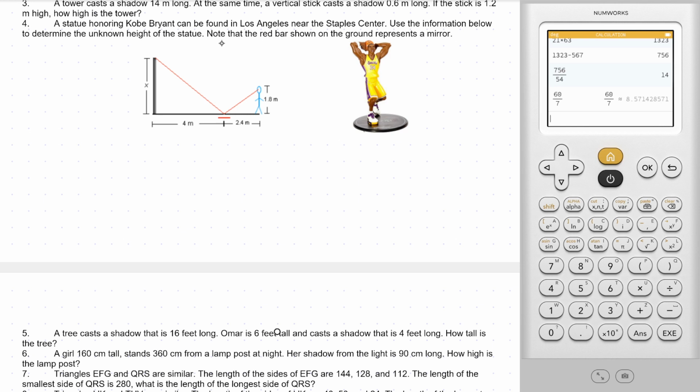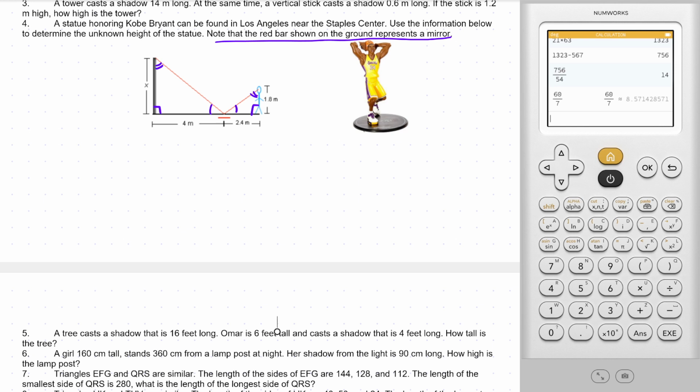So note that the red bar represents a mirror. That's important because when light reflects off a mirror, it leaves at the same angle that it comes in at. Another assumption we have to make here is that the statue is pretty much a right angle and the person standing is pretty much at a right angle. Well, if those things are true, then this angle up here, the third angle of the triangle, those two angles must also be equal, which means that, of course, we are dealing with similar triangles.